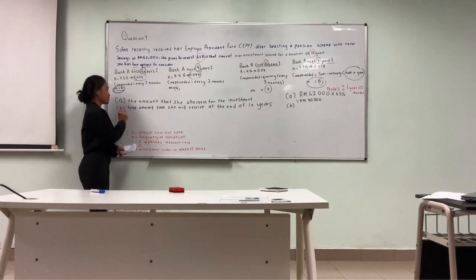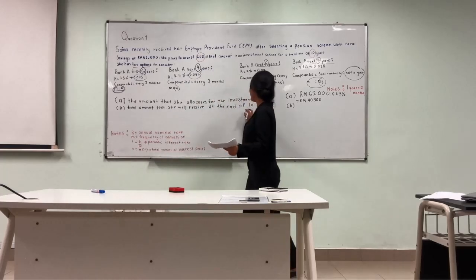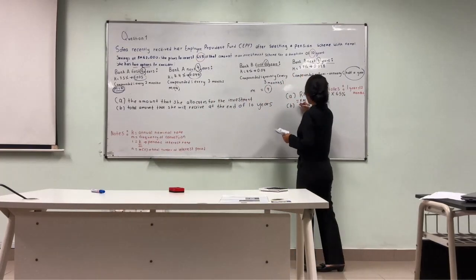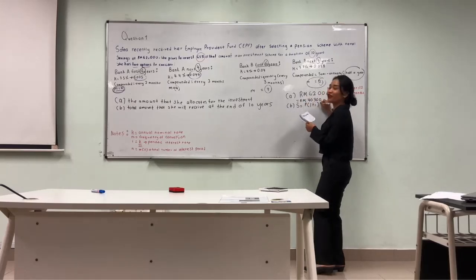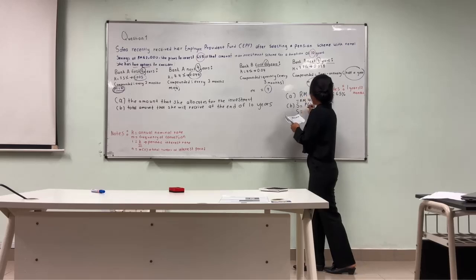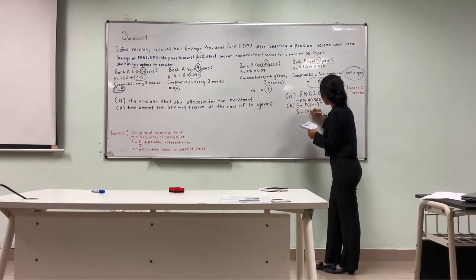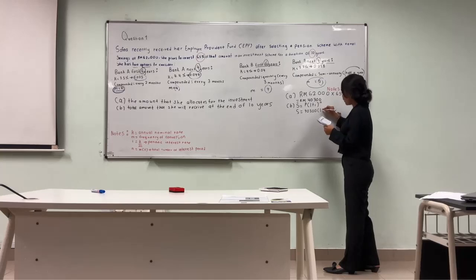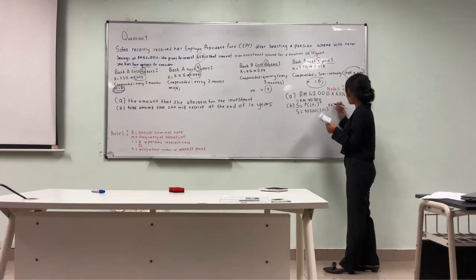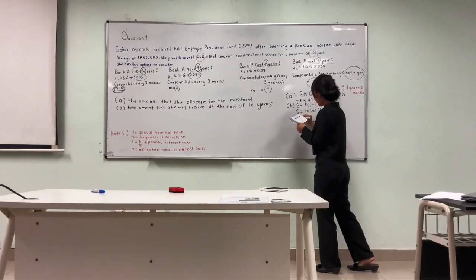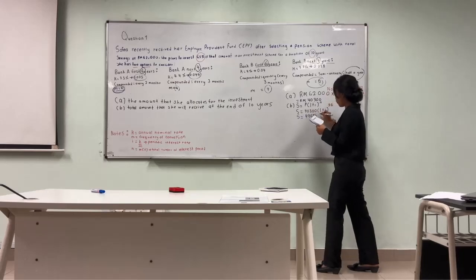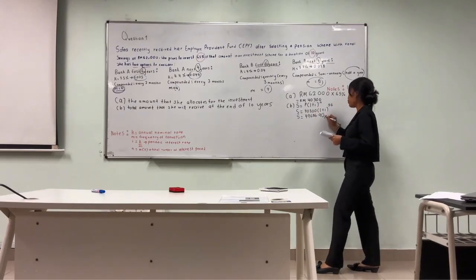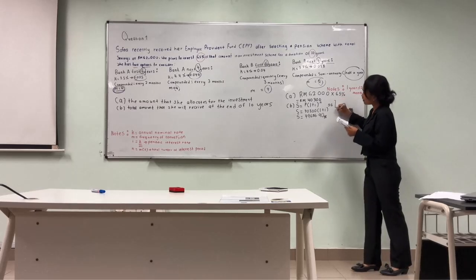So now question B is the total amount that she will receive at the end of 10 years. In this case, we need to use the formula S equals P(1 plus I) to the power of N. P is 40,300, 1 plus I, the power of N here is 36. So S equals 49,676.90. This one is the final answer for the first 6 years.